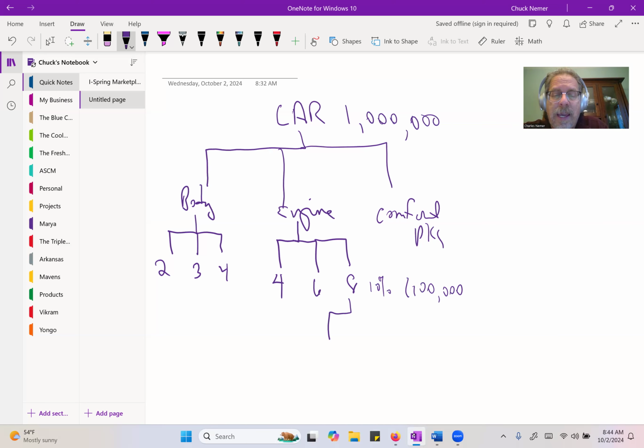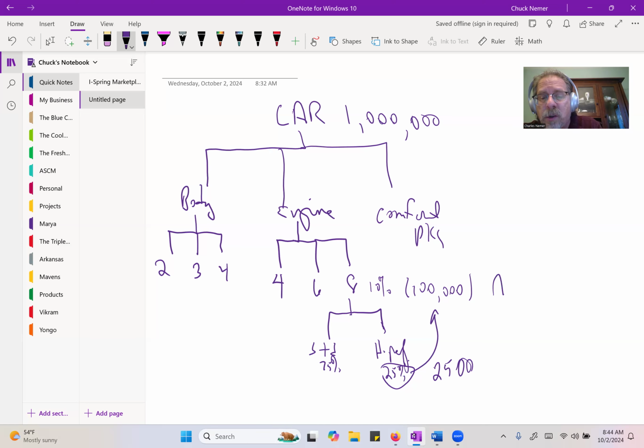But then within the eight cylinder, there may be a second choice also for the person, which is going to be a standard eight cylinder and a high performance eight cylinder. And the standard might be 75% and the high performance 25%. So 25% of 100,000 is going to be eight cylinders with a high performance. So we've master scheduled on two levels, A and B, if you want to call it that.